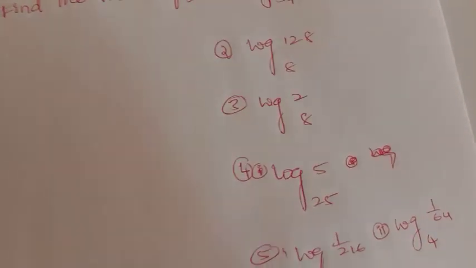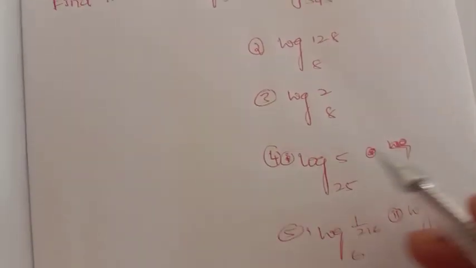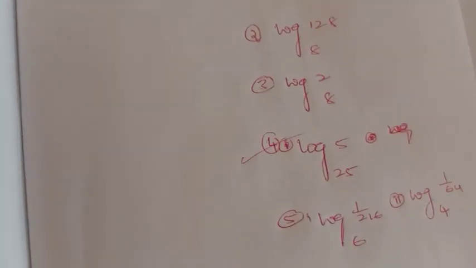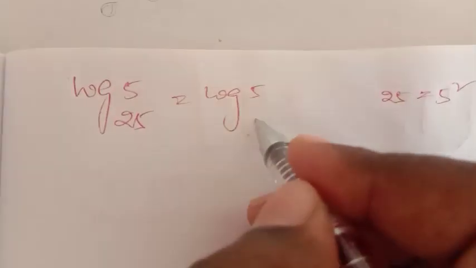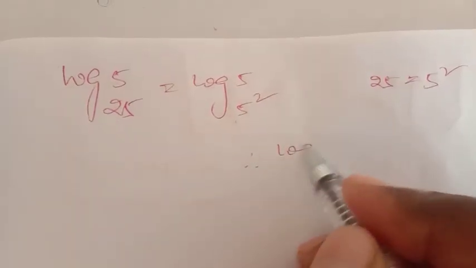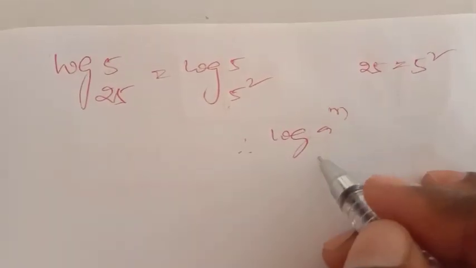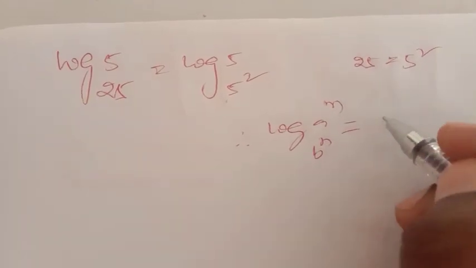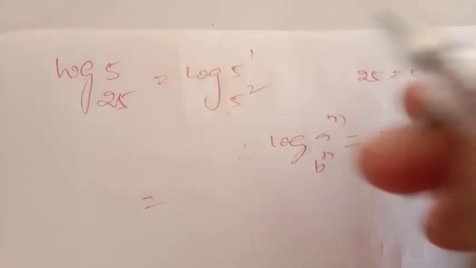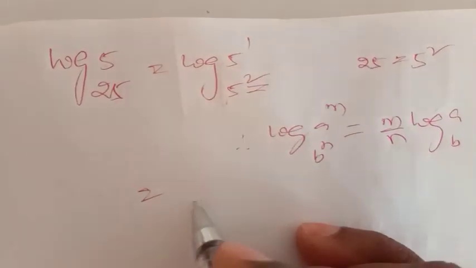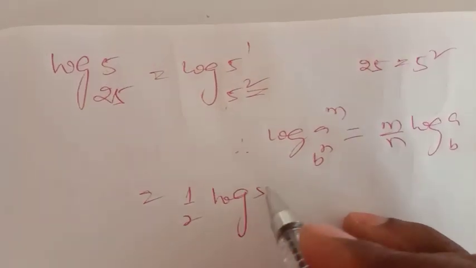And next problem, here the fourth one, log 5 base 25. Here 25 can be written as 5 square, that equals log 5 base 5 square. Here we have the formula log a to the power of m, base b to the power of n, equals m by n into log a base b. Here m equals 1 and n equals 2, that equals 1 by 2 into log 5 base 5.